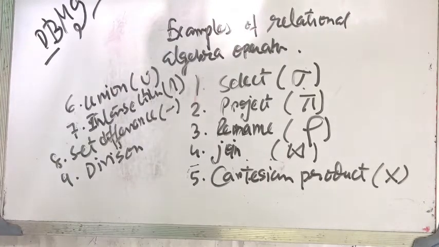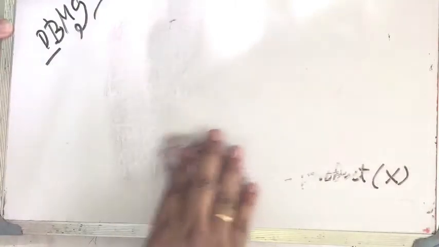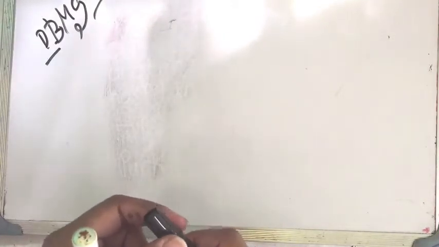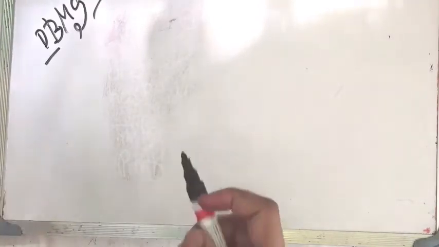Select, project, rename. There are different joins: left outer join, right outer join, theta join, natural join, full outer join, self join. So many joins are there. Cartesian product, union, intersection, set difference, division. So these are the different operators of relational algebra. In this video, I will discuss the select operator. In the coming videos, every operator will be discussed in a single video. So first of all, in this video, I am going to discuss the select operator.